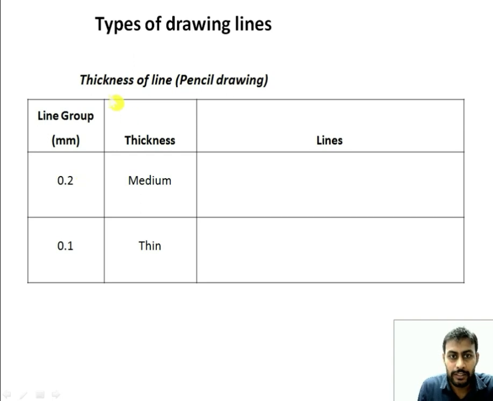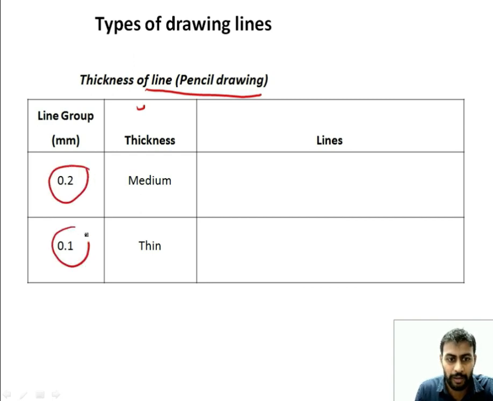Next is the thickness of the line according to the pencil drawing. When we go for the drawing sheets and draw with the pencil, there are two types of line groups we represent here: 0.2 mm and 0.1 mm. The 0.2 mm is represented with medium thickness, and 0.1 mm we represent here as the thin types of lines.